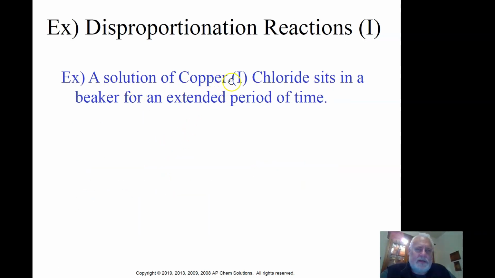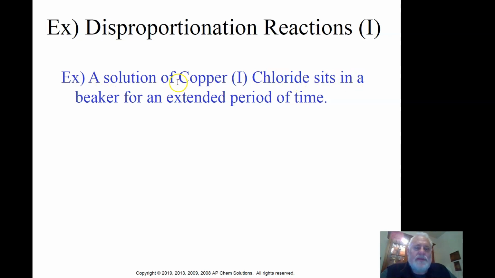For instance, copper can be copper 2, it can be copper 1, or it can be plain copper, which has an oxidation state of, fill it in, 0. Right. Okay, so there's your 3 possible oxidation states. Now, that's all that's going to be given to you, like on the AP test.